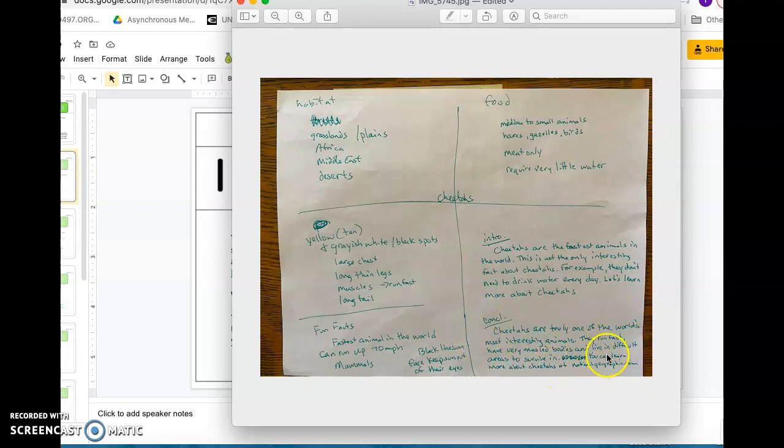So in my conclusion, I restated kind of my main idea that cheetahs are interesting, which is what I led with, interesting facts about cheetahs. And then at the end, I told the reader where they could go find more information about cheetahs. You do not have to write your introduction or conclusion just like this, simply an example.